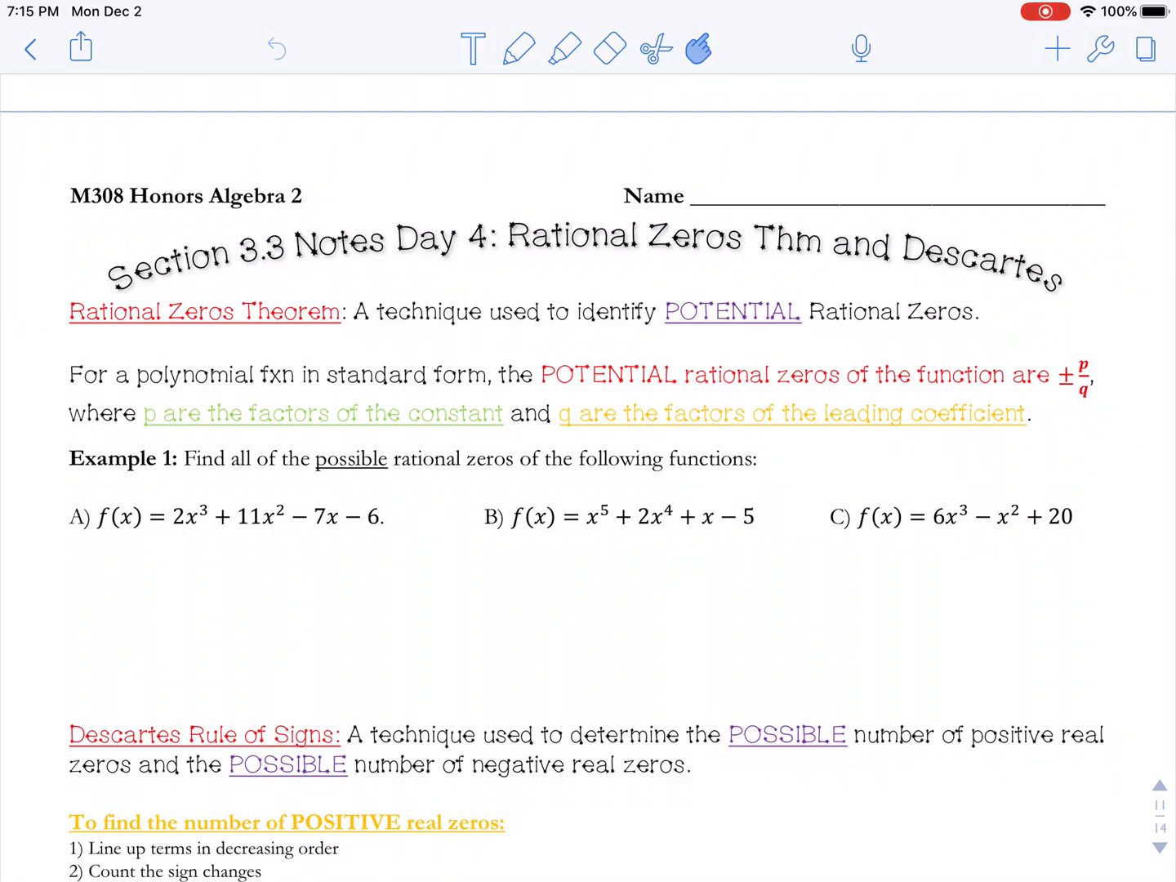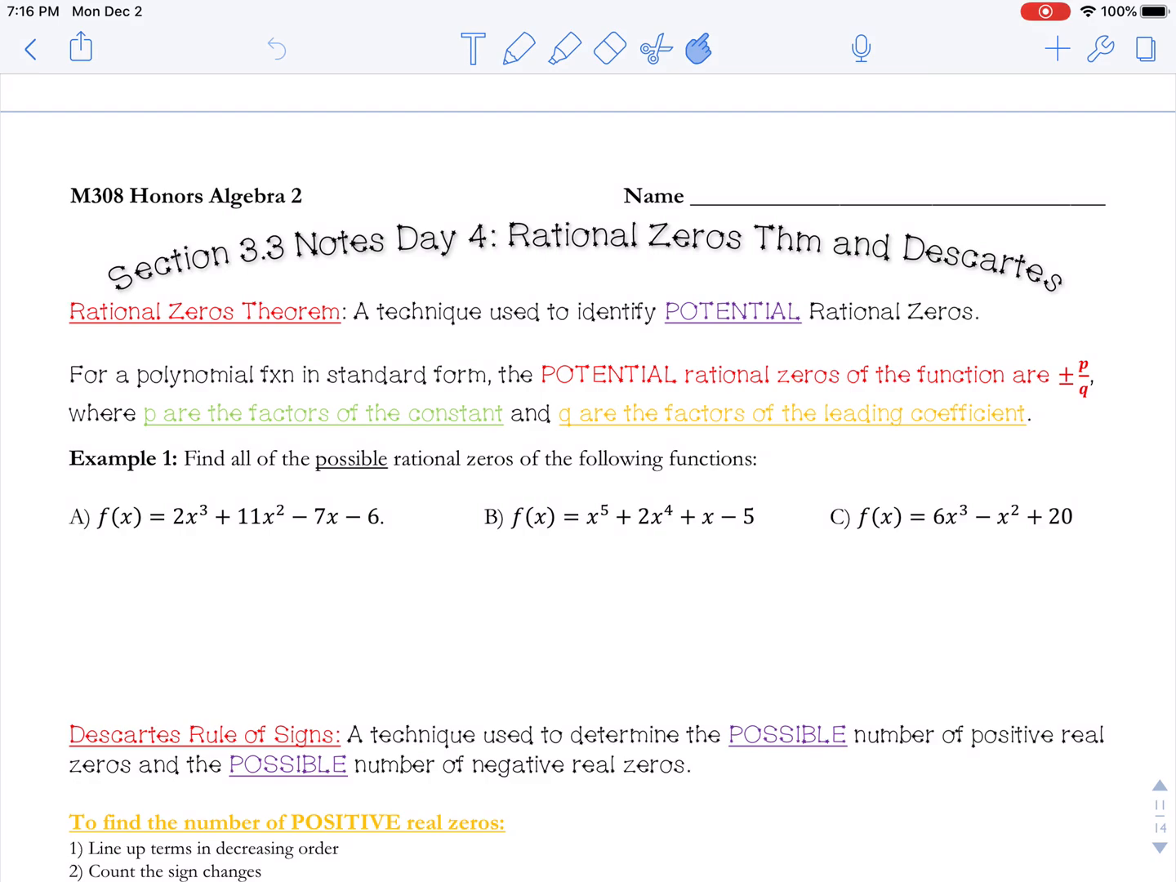Guys, today we are going to talk about a couple of things. We are going to talk about the rational zeros theorem, and then we are going to talk about Descartes' rule. I'm just reading up here in the notes. The rational zeros theorem is a technique used to identify potential rational zeros or solutions or roots. They're potential. It doesn't necessarily mean that they all have to be zeros.